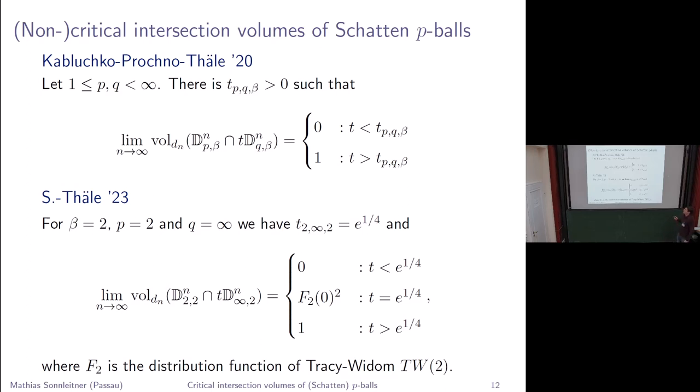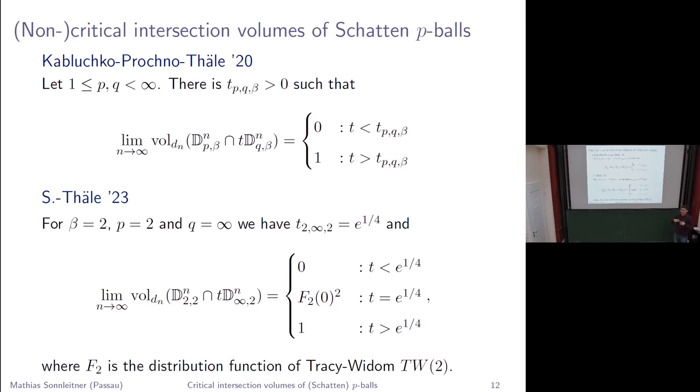So the critical value was unknown before, and together with Christoph, we looked at a very special case and determined the limiting value at the critical case. So we were only able to solve this very special case of beta equals 2, so complex numbers, p equals 2 and q equals infinity.